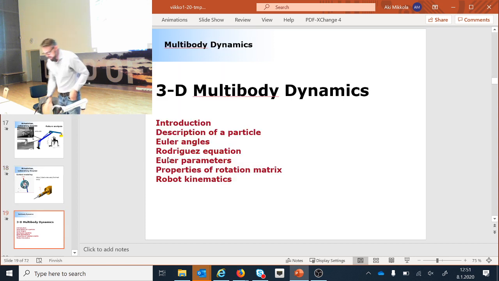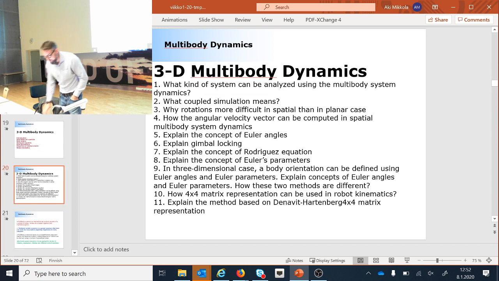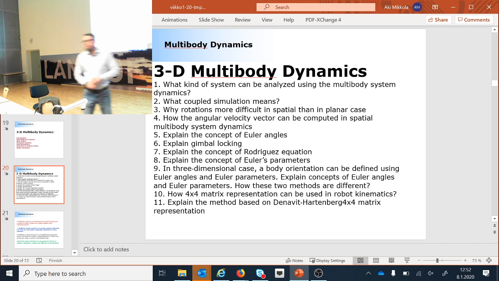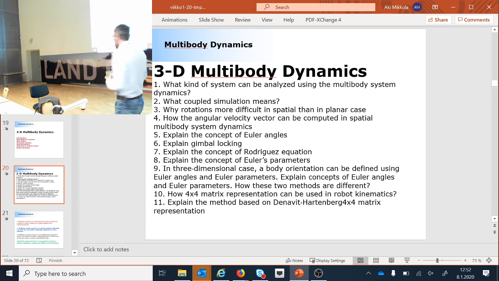Okay, but let's get started from the three-dimensional kinematics. These are the questions that are related to this subject matter. Now, if you look at the questions, number 2 is coupled simulation. We haven't really touched that yet, but we will a bit later.